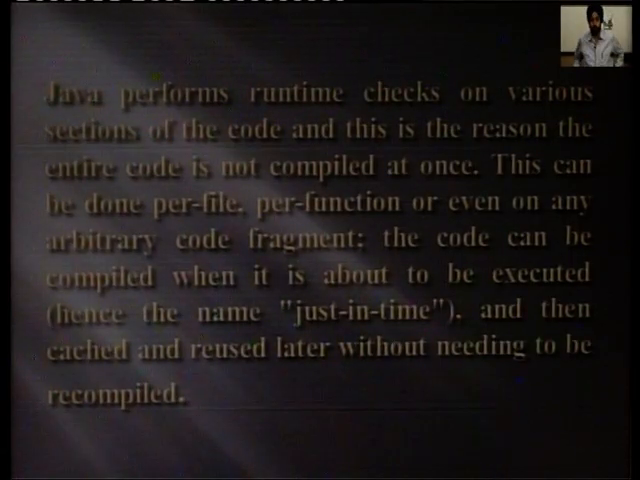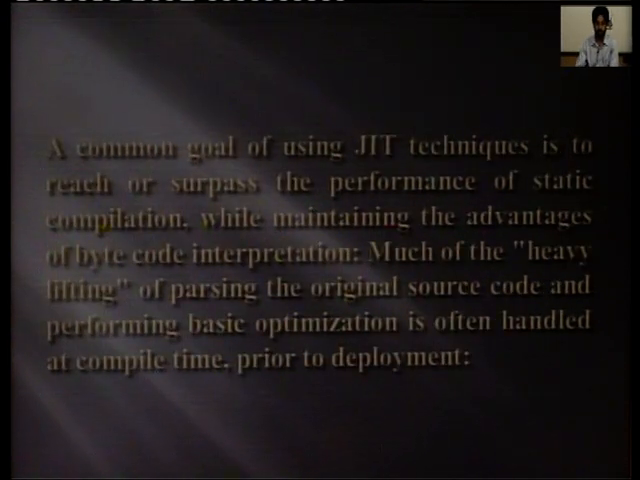Whenever it is required, it is just in time and then cached. All the code is stored in the cache and reused by the compiler whenever it is required. So the common goal of using the JIT technique is to surpass the performance of static compilation while maintaining the advantage of bytecode interpretation.